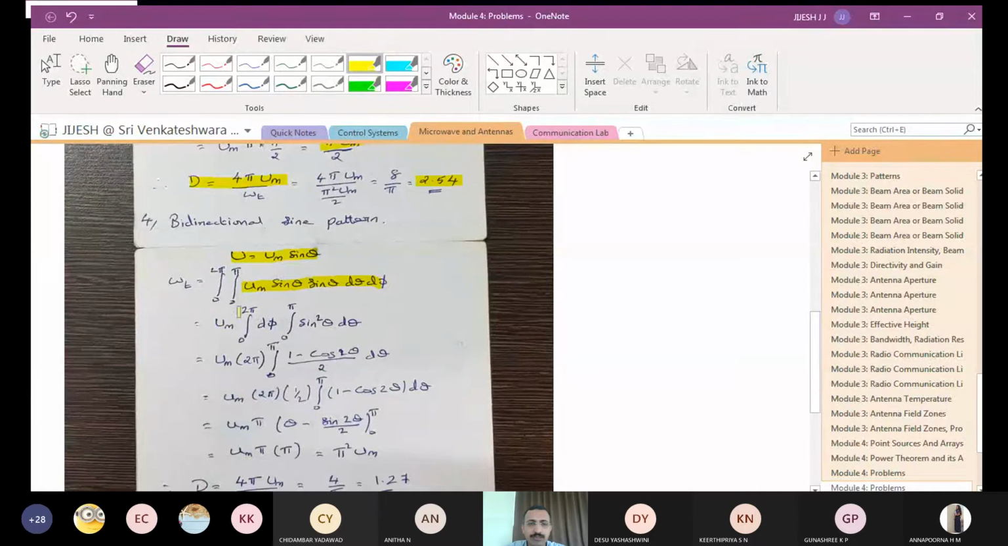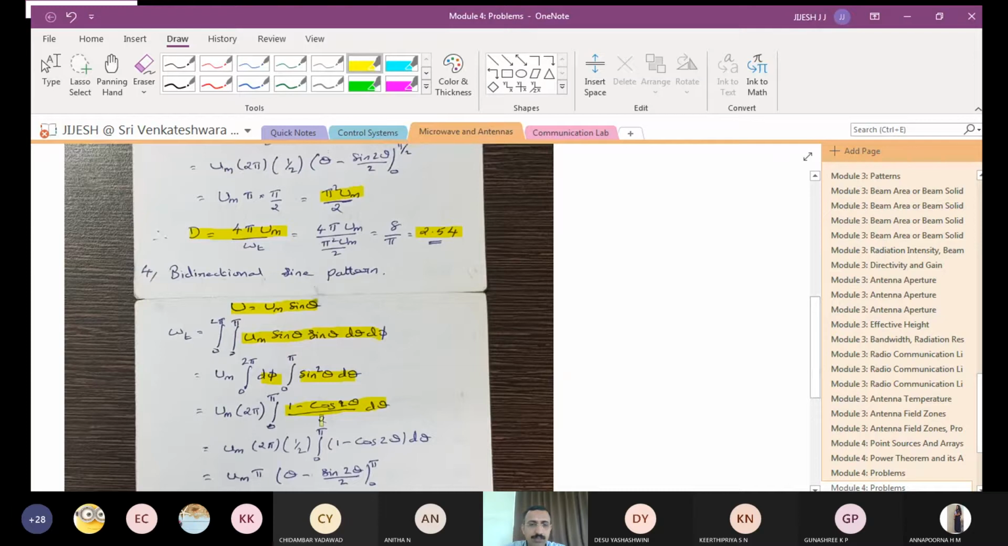Integral of 0 to 2 pi d phi you have to do, and integral of sine square theta d theta you need to do. Sine square theta is (1 minus cos 2 theta) divided by 2 d theta. So integral 0 to pi. So you are going to get 2 pi integral of 0 to pi (1 minus cos 2 theta) d theta. So you try to do the integration. What is the answer you are going to get for that?